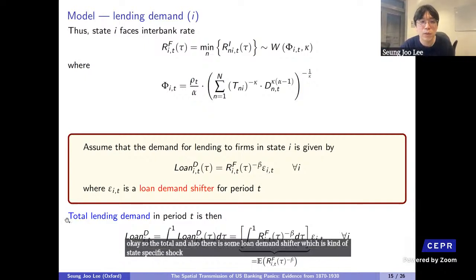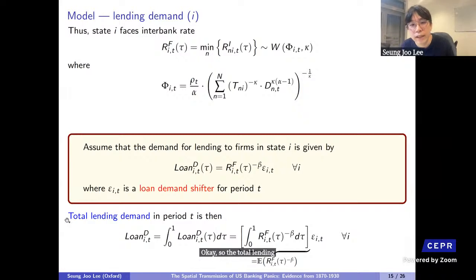Okay, so the total lending demand in quarter T is then, because we have both continuous time and discrete time, so we just think about quarterly data, so T is the quarter. The entire loan demand from firms in state I should be a time aggregation across different moments. And this loan demand is given by this, right? R_it of F of tau to the power of minus beta, and D_t, times some loan demand shifter.